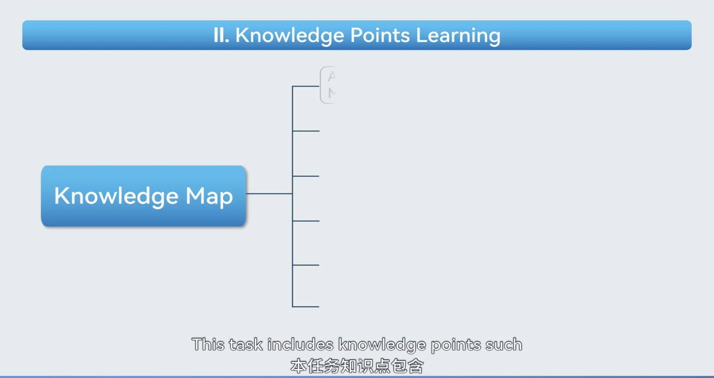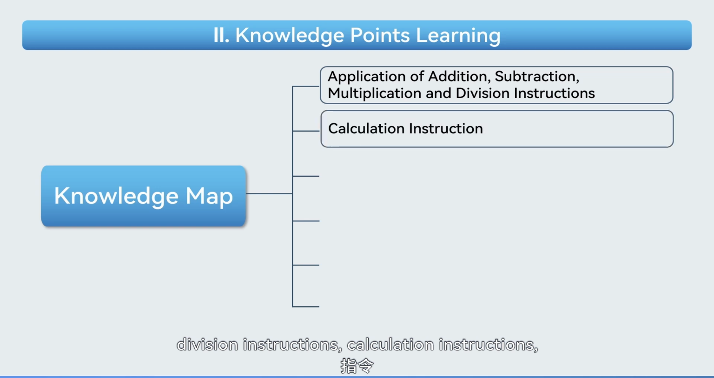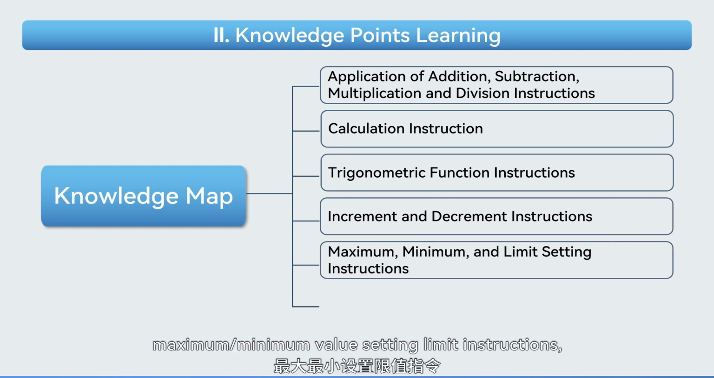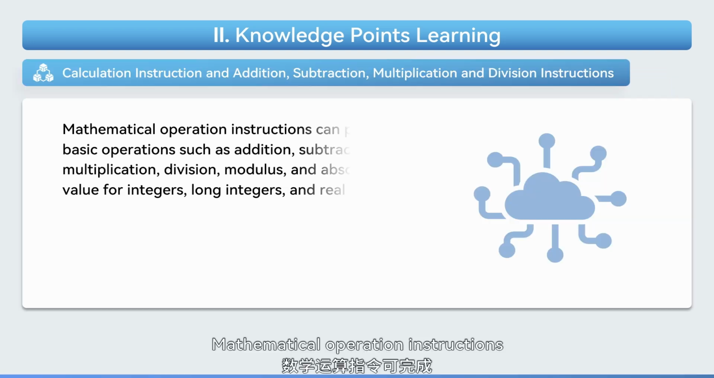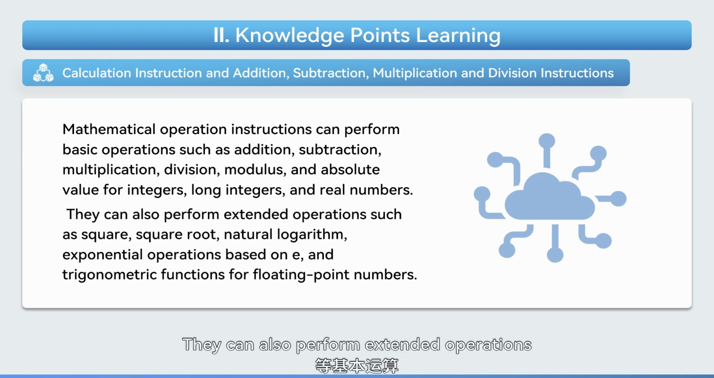This task includes knowledge points such as addition, subtraction, multiplication, division instructions, calculation instructions, trigonometric function instructions, increment and decrement instructions, maximum/minimum value setting limit instructions, and other function instructions. Mathematical operation instructions can perform basic operations such as addition, subtraction, multiplication, division, modulus, and absolute value for integers, long integers, and real numbers. They can also perform extended operations such as square, square root, natural logarithm, exponential operations based on e, and trigonometric functions for floating point numbers.